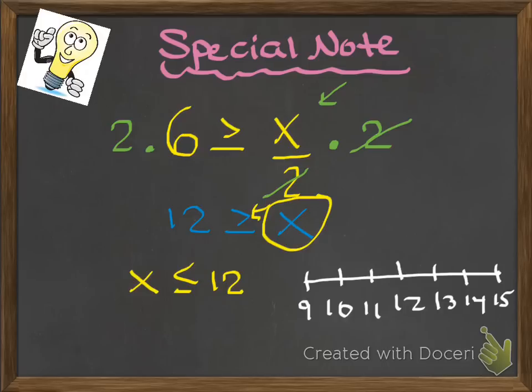So now what we're going to do is go ahead and plot that. We're going to do an open dot first, then we're going to close it because of that line underneath the less than sign.